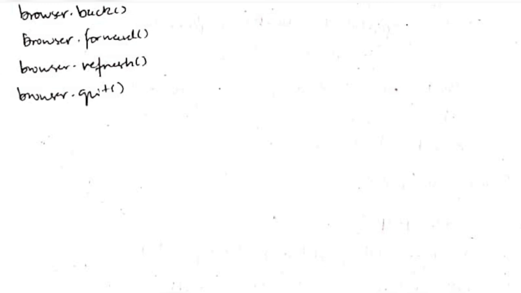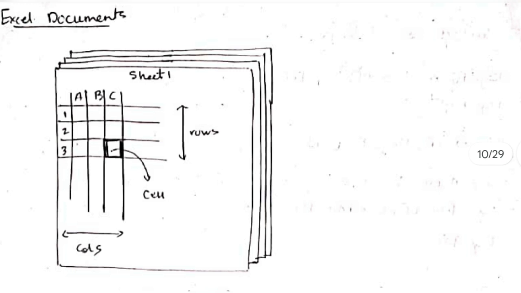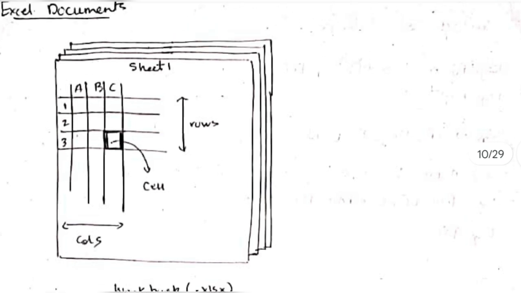The next one is we need to know some concepts about the Excel spreadsheet, okay. So this is the Excel document here. Here we can see this single thing is a sheet, and inside that we have the rows and columns. These are the rows, row 1, row 2, row 3, and column A, column B, column C. In that way the sheet structure is in the Excel spreadsheet.